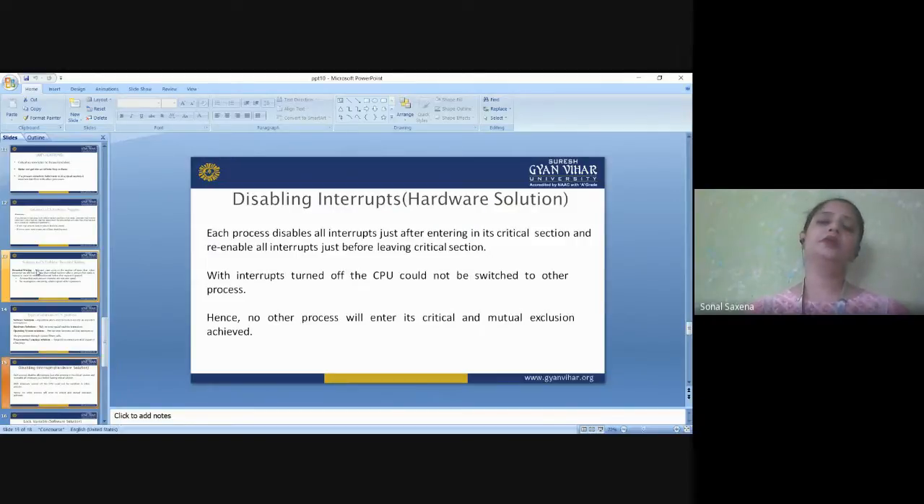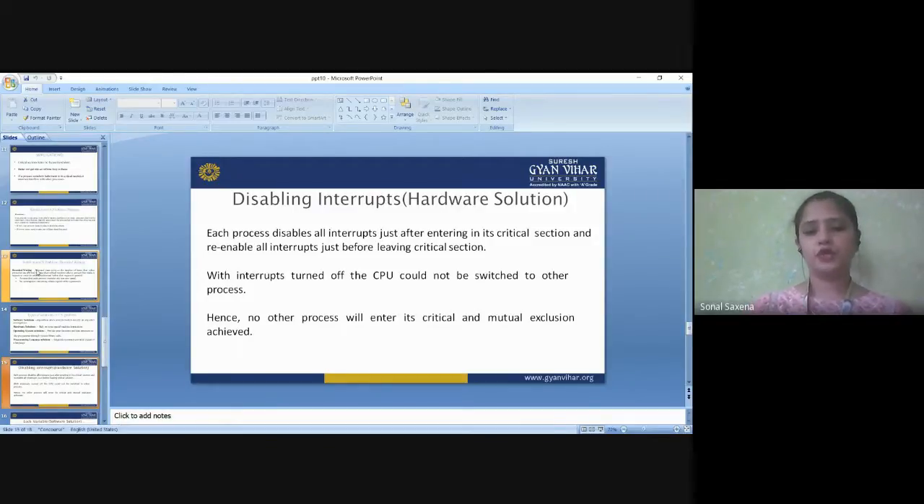Now, how can we do the disabling of the interrupts? Even this is one problem, because sometimes an interrupt occurs while a process is running inside the critical section. So it wastes a lot of time, and the bounded time for the processes which are waiting outside or are in the remainder section becomes too long for them. So how can we disable the interrupts? This is a kind of hardware solution. So how do we do that?